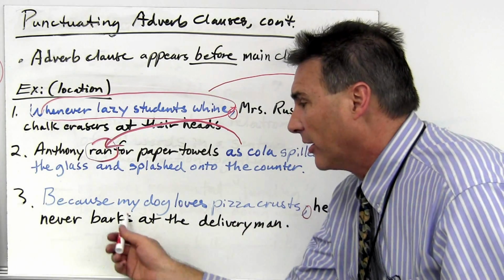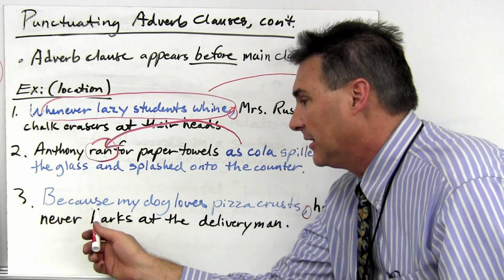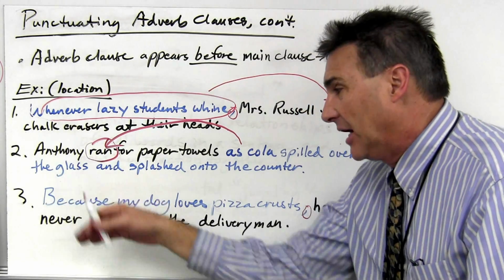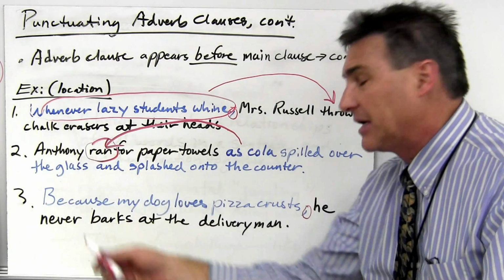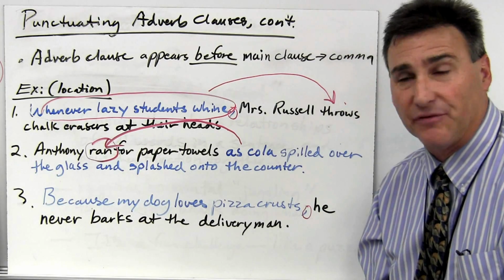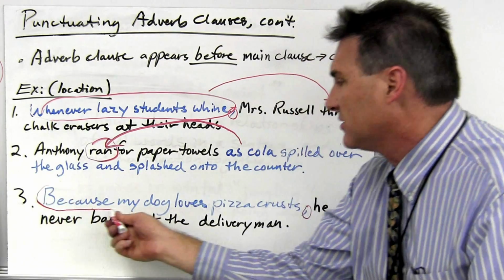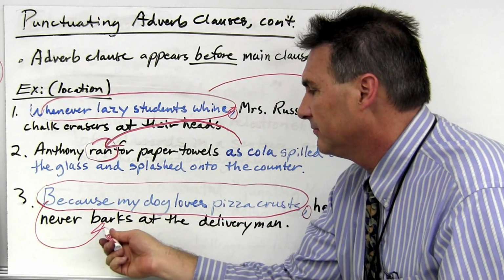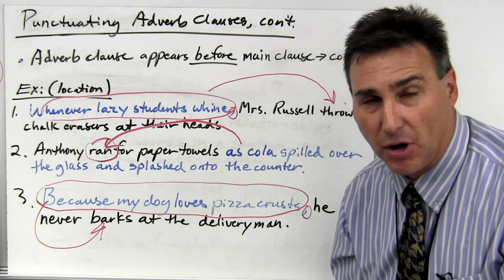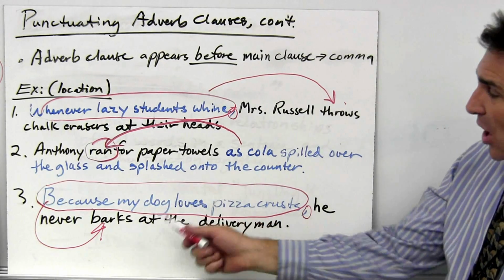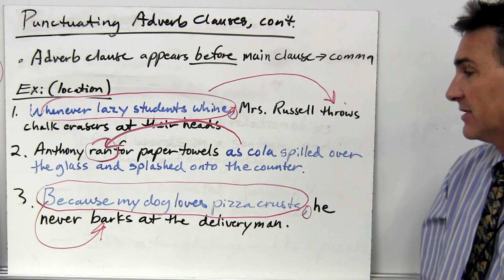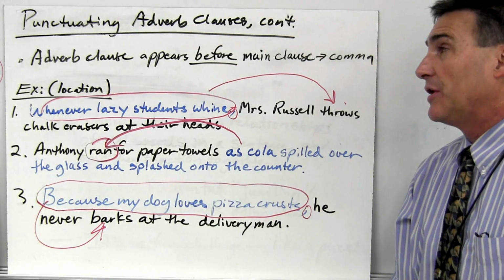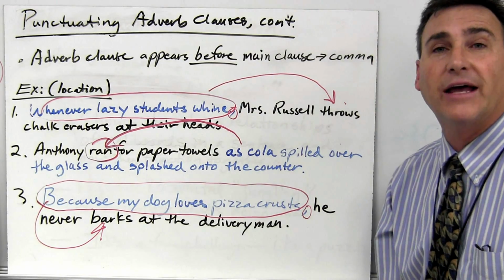Well, never barks because he loves pizza crusts. That's why, right? Why? Because. Why what? Why never barks? Because loves pizza crust, to simplify things. So this whole clause is pointing back at the verb barks. Never separately modifies barks, negating it. But barks because my dog loves pizza crust. Never barks, actually, because my dog loves pizza crust. So there we see some examples, both of usage and of punctuation.